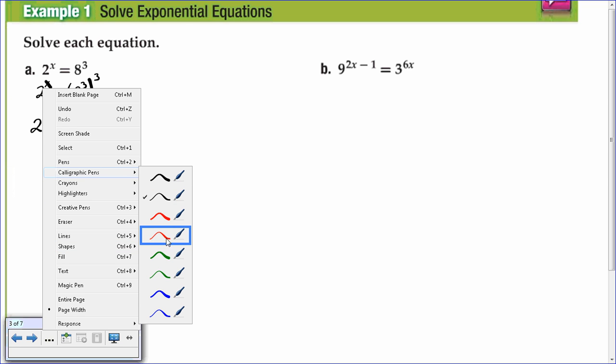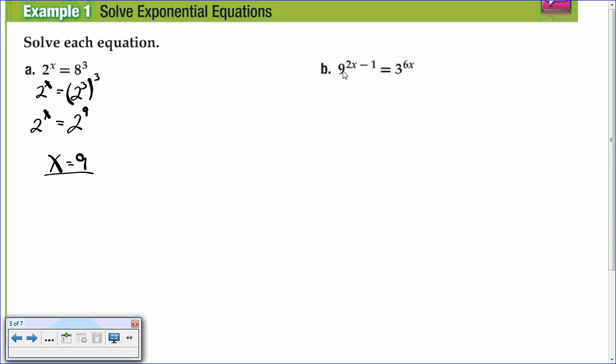Alright, let's jump over here to this next one. Okay, 9 can be considered as 3 squared. So we have 3 squared to the 2x minus 1 power equals 3 to the 6x power. Just like we did in these previous examples, I'm going to go ahead and multiply the 2x minus 1 times the 2 because I'm taking a power to a power. So this now becomes 3. 2 times 2x is 4x. 2 times negative 1 is minus 2. So what we have now is 3 to the 4x minus 2 equals 3 to the 6x.